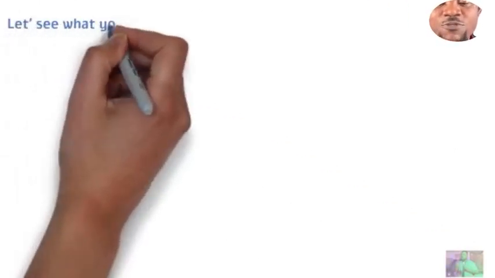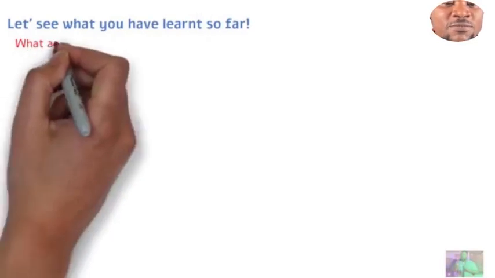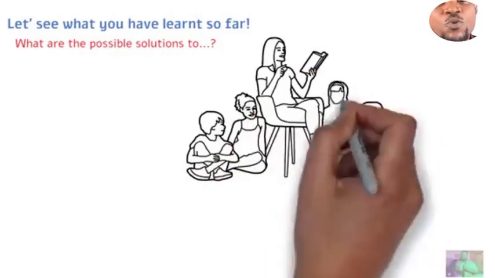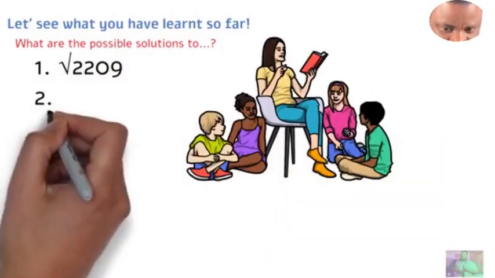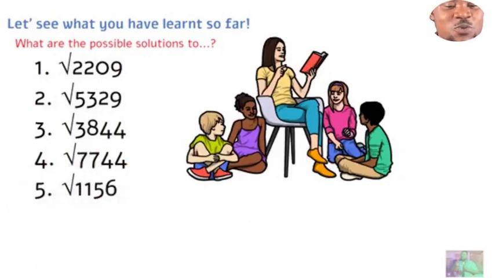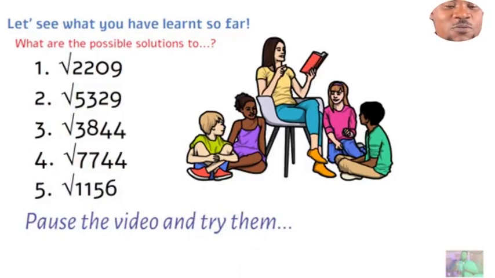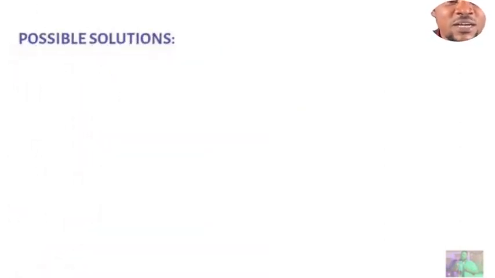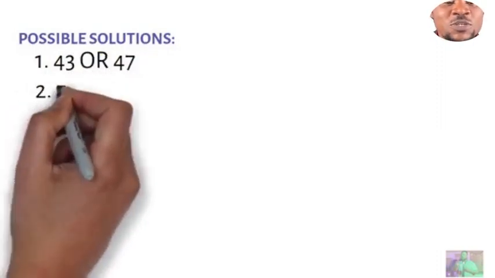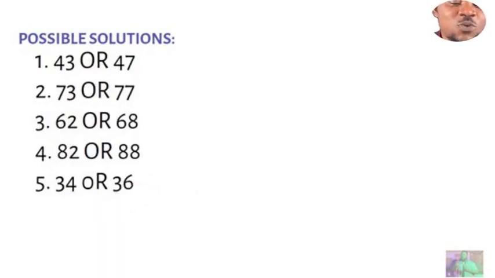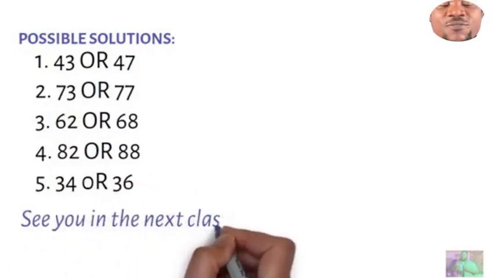Okay, let's try something before we go learning how to get the right number. Let's see what you have learned so far. What are the possible solutions to 2209, 5329, 3844, 7744, 1156? Just try this by yourself. Pause the video and try it. These are the possible solutions: either 43 or 47, 73 or 77, 62 or 68, 82 or 88, 34 or 36.